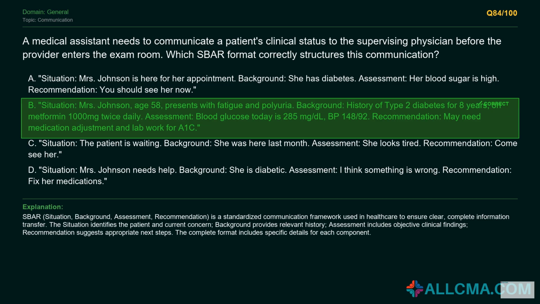The correct answer is B. SBAR, situation, background, assessment, recommendation, is a standardized communication framework used in healthcare to ensure clear, complete information transfer. The situation identifies the patient and current concern. Background provides relevant history. Assessment includes objective clinical findings. Recommendation suggests appropriate next steps. The complete format includes specific details for each component.